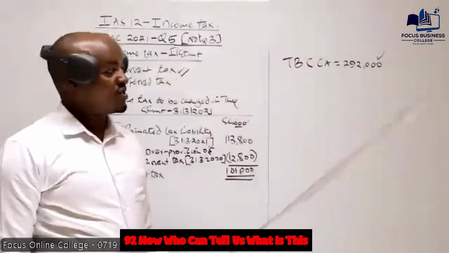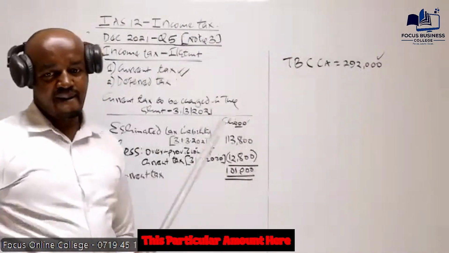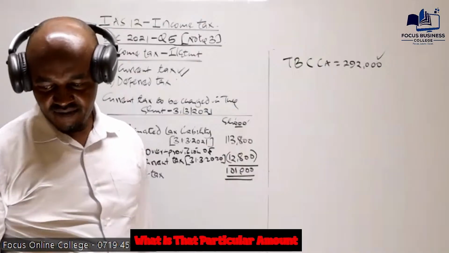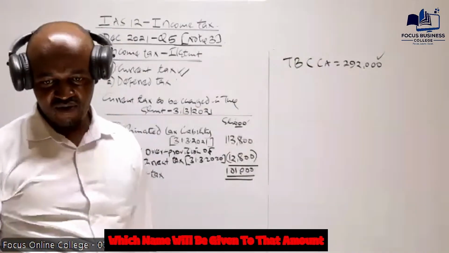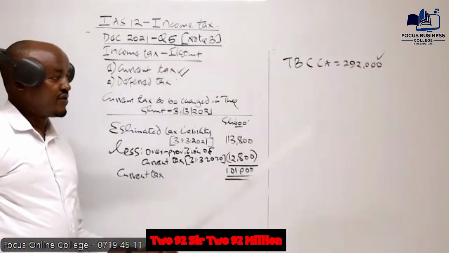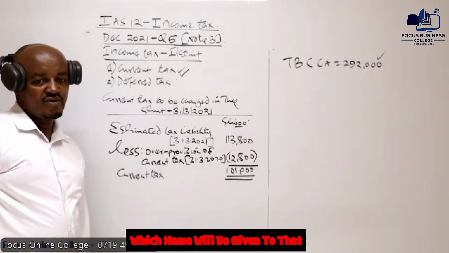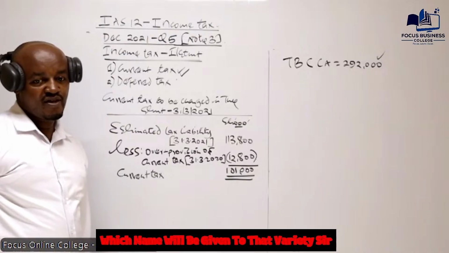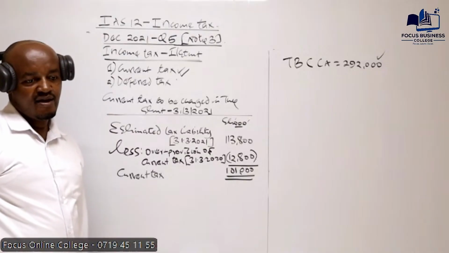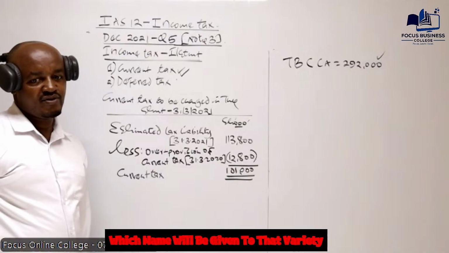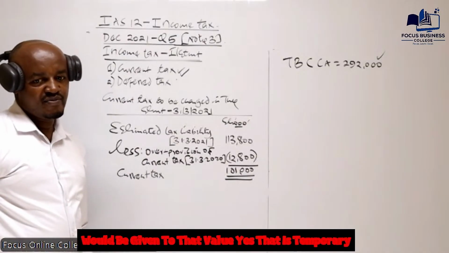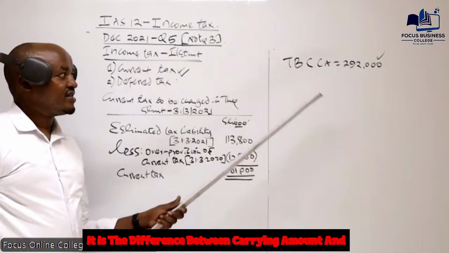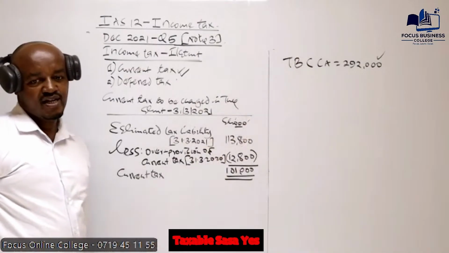292. Now, who can tell us what is this? This particular amount here, 292. What is that particular amount? Which name will be given to that value there? Yes, that is temporary difference, because you can see it is the difference between carrying amount and tax base.